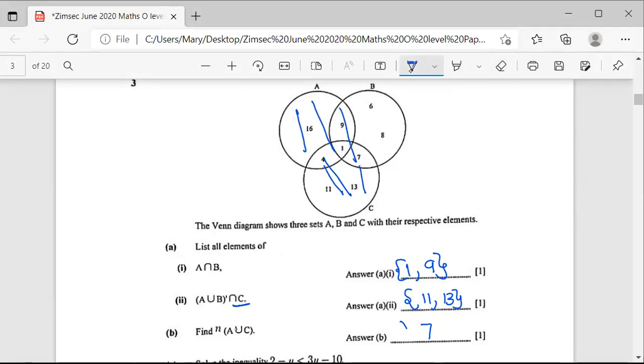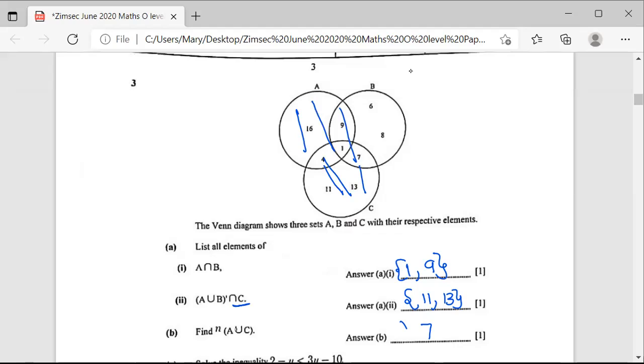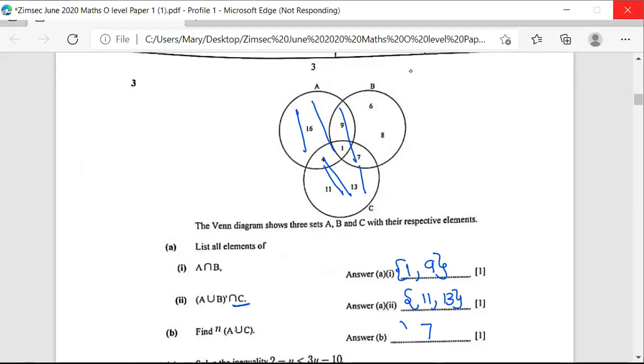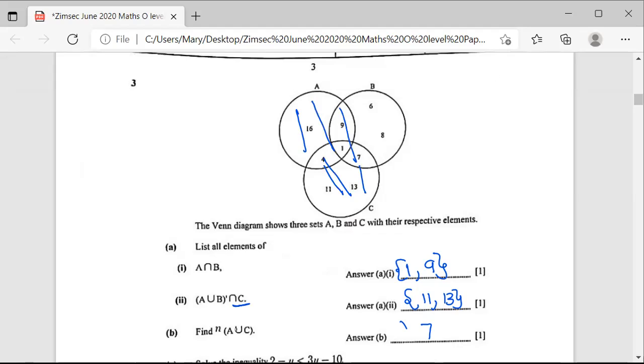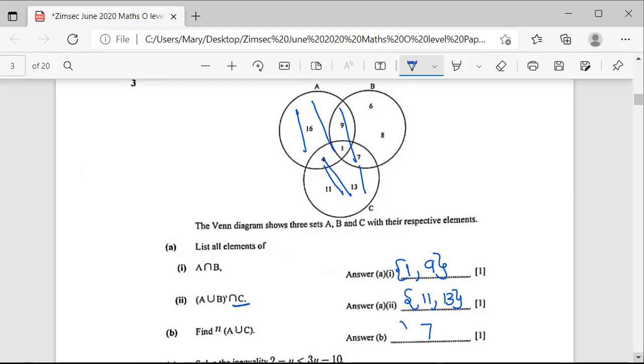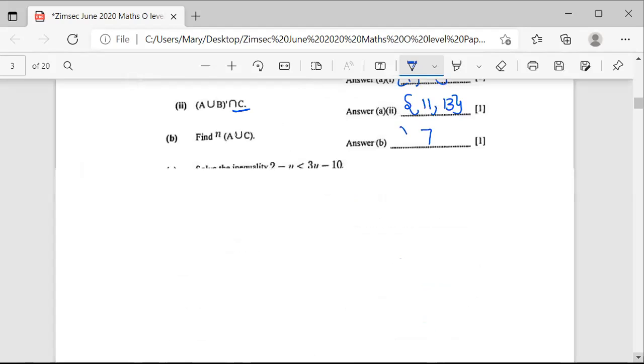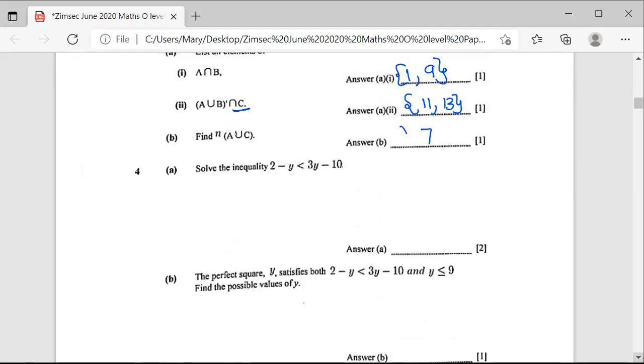Let's count there how many numbers. 1, 2, 3, 4, 5. 1, 2, 3, 4, 5, 6. It's still 7 numbers. A union C, it's still 7 numbers. So A union C, it's 7. The number of elements that are in A union C. Then we go to 4A.